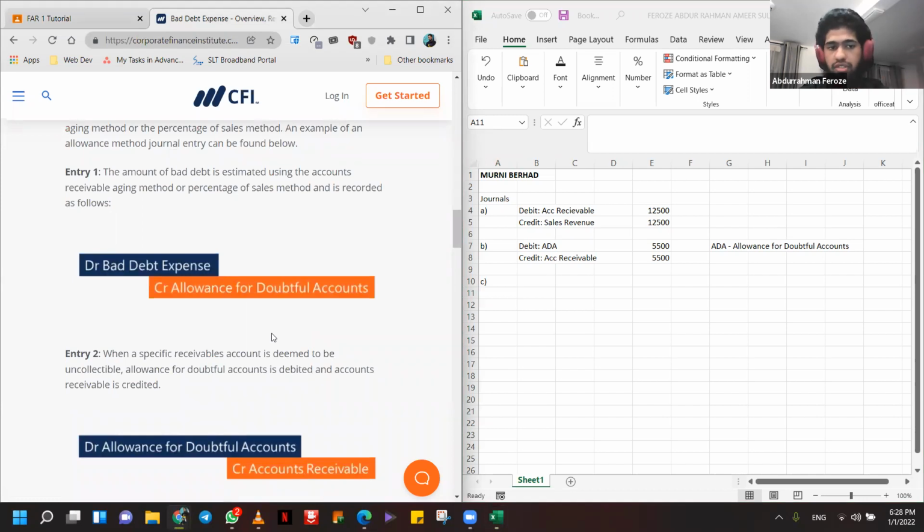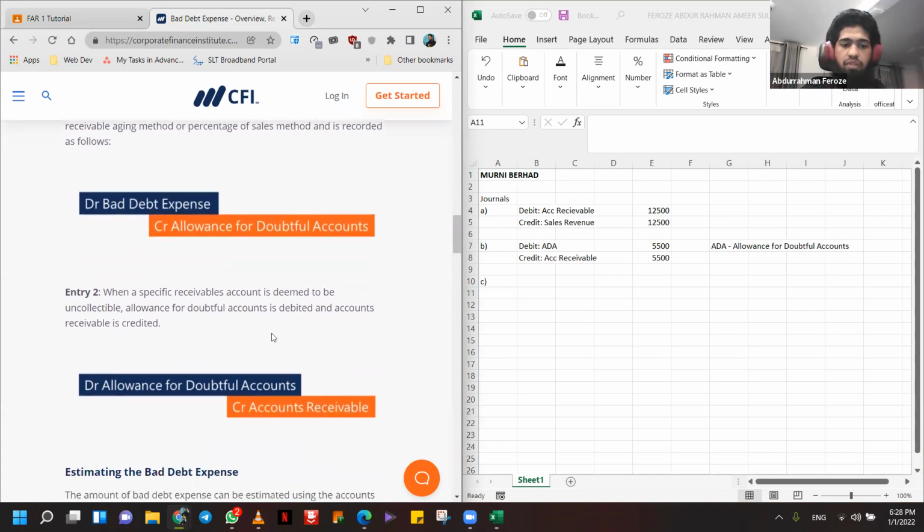So there are two entries, right? Firstly, in the first entry you debit bad debt expense and credit doubtful accounts. Then when you want to write it off completely, as it is a complete loss, you debit doubtful accounts and you credit accounts receivable. Now over here, the opposite has happened.